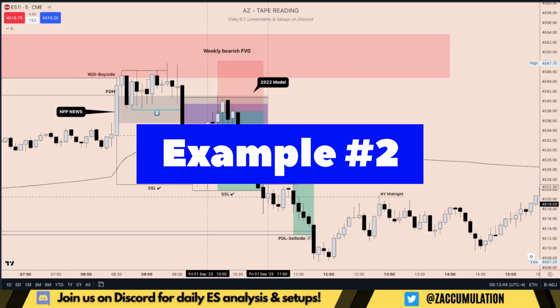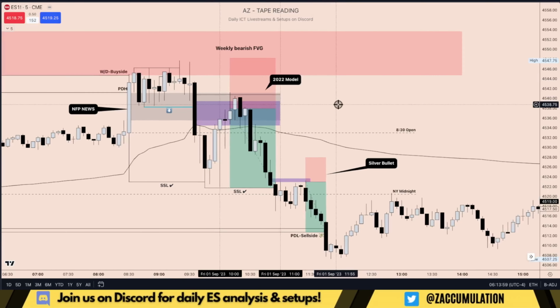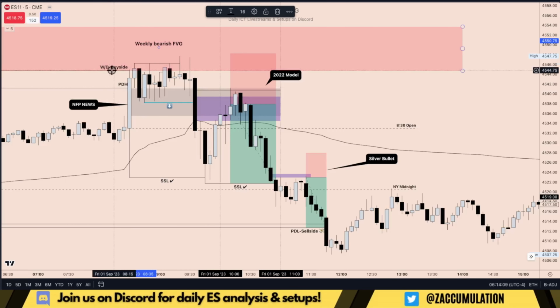The second example that I prepared is the price action on Friday, the 1st of September. That was the last trading day. Now it's the weekend, and on Monday we have a bank holiday. But also a perfect setup. First question, what happened before? We filled with the NFP news. We went into a weekly bearish fair value gap right here. We took out weekly, daily buy side. We cleared the previous day's high, and we started to consolidate.